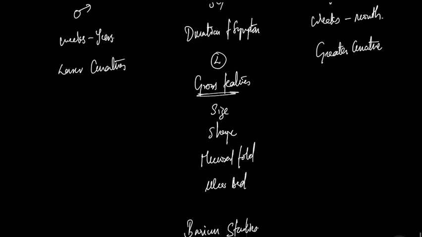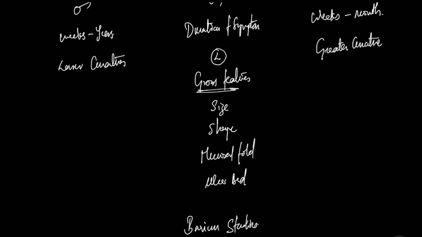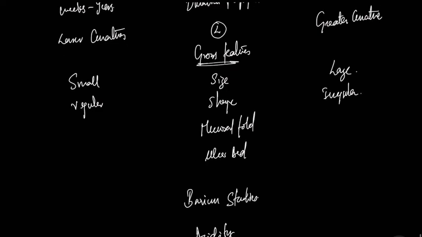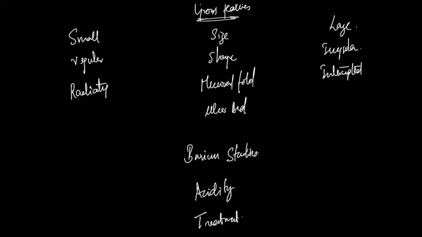Yeah, now let's come to the gross features. The size, your benign is small, malignant is large, shape has a regular shape, and your malignant has an irregular shape. Yeah, the mucosal folds. So the ulcer bed in your benign is hemorrhagic, whereas in your malignant is necrotic.